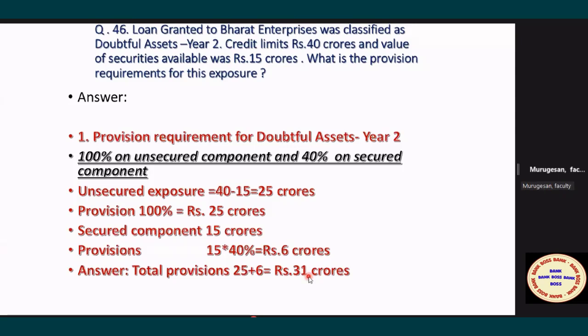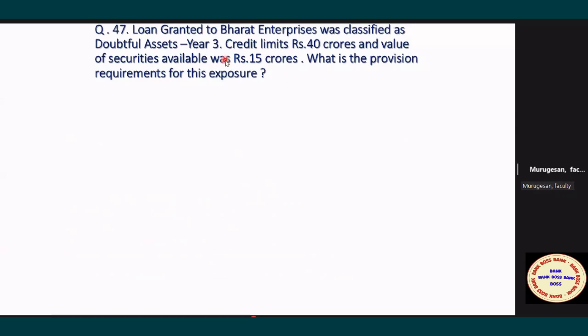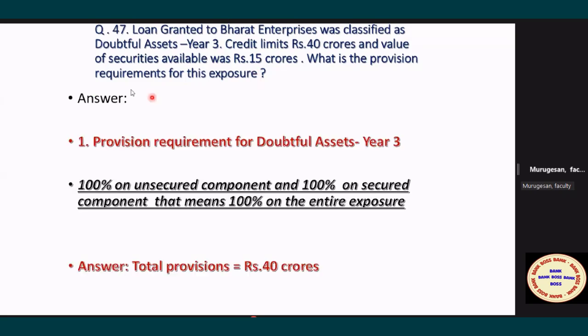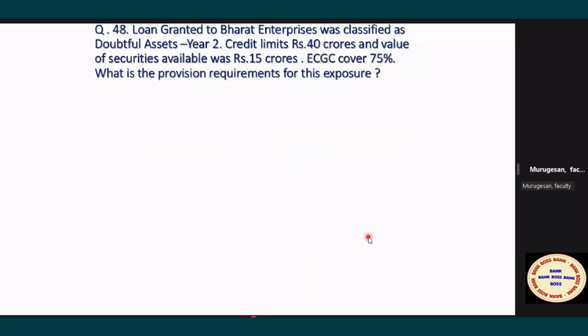Okay, now question number 47. Gold loan, loan granted to same Bharat, but year 3. Credit limit 40, value of security same 15. Now what is the provision available? You follow the same rule. Unsecured 25, and secured also 100%. So totally 40 crores will be the total provision. You calculate either this way, you'll get 40 crores only. Agreed or not? Same rule you follow. 100% on secured and 100% on unsecured.